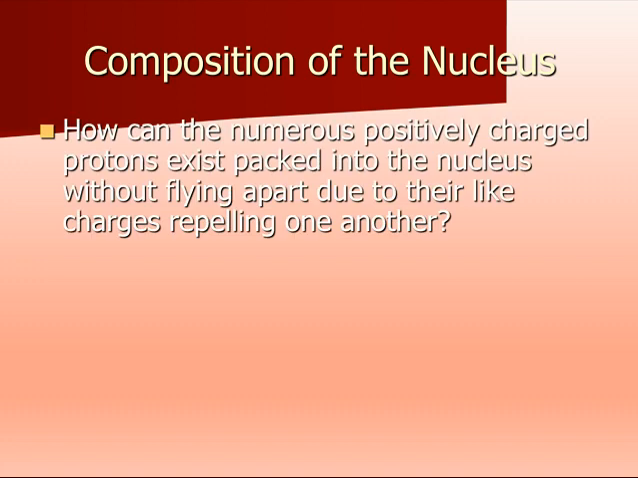There is one little issue here that I'd like to point out. I don't know if you've picked up on it. If you remember that positive charges repel positive charges, and we have this nucleus that has a whole bunch of positively charged protons, and they're all packed together extremely densely, how can that be? Shouldn't they repel one another? And that should be the case, but we don't observe that happening. So again, how can the numerous positively charged protons exist packed into the nucleus without flying apart due to their like charges repelling one another?